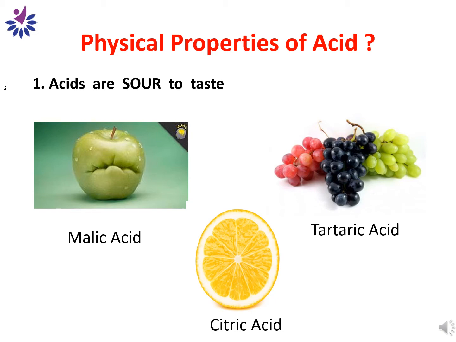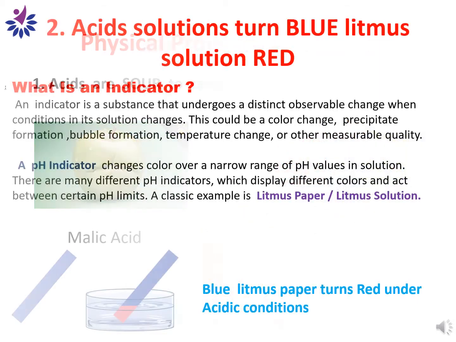The first physical property is that they are sour to taste. There are certain naturally occurring acids that can be found in apples, grapes, and lemons. These are malic acid, tartaric acid, and citric acid. When you taste them yourself, you will experience the sourness on your tongue. But please don't taste HCl for an experiment.